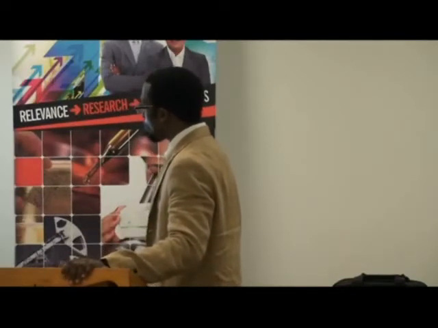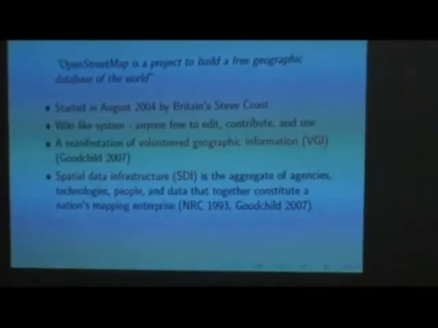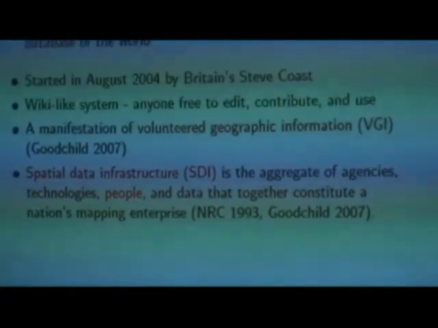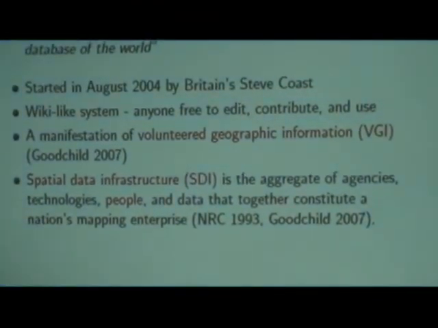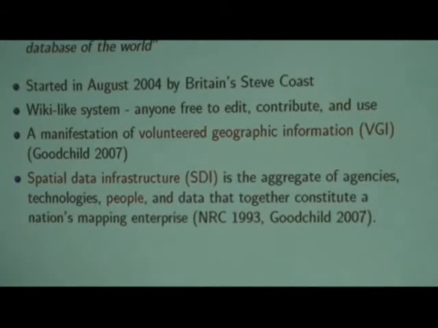And the last one is spatial data infrastructure, a term coined by the National Research Council in America. It's actually spread out across the globe. It is basically a term that encompasses a number of things. I say here, it's an aggregate of agencies, technologies, people, and data that together constitute the nation's mapping enterprise.